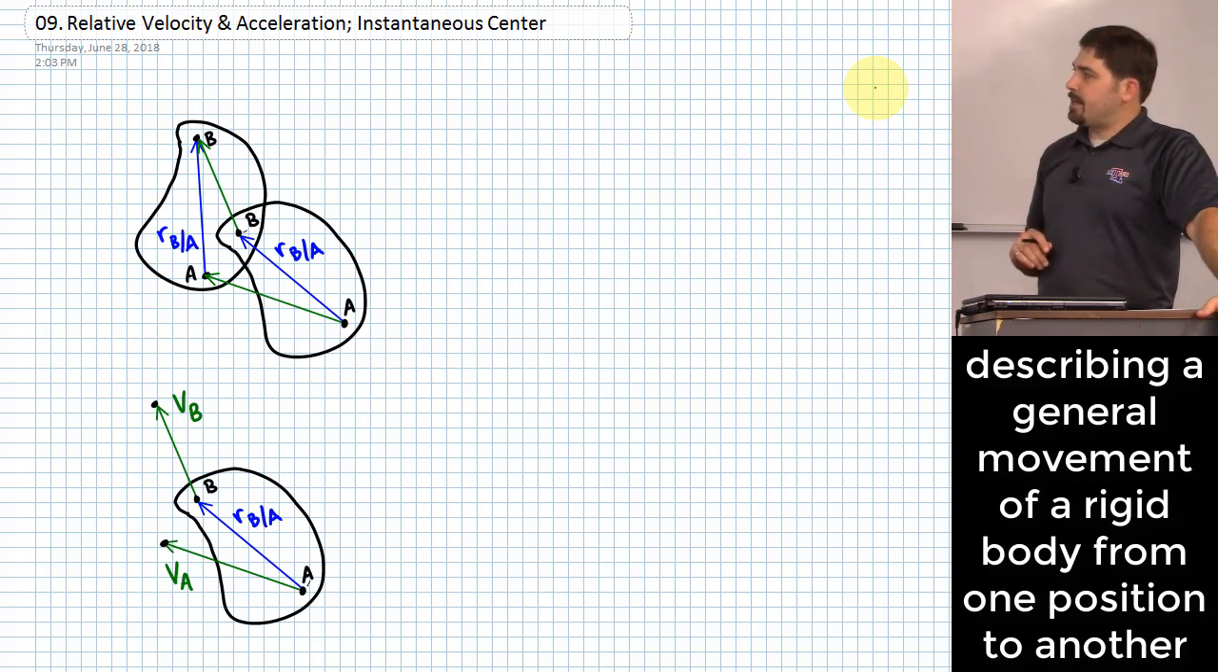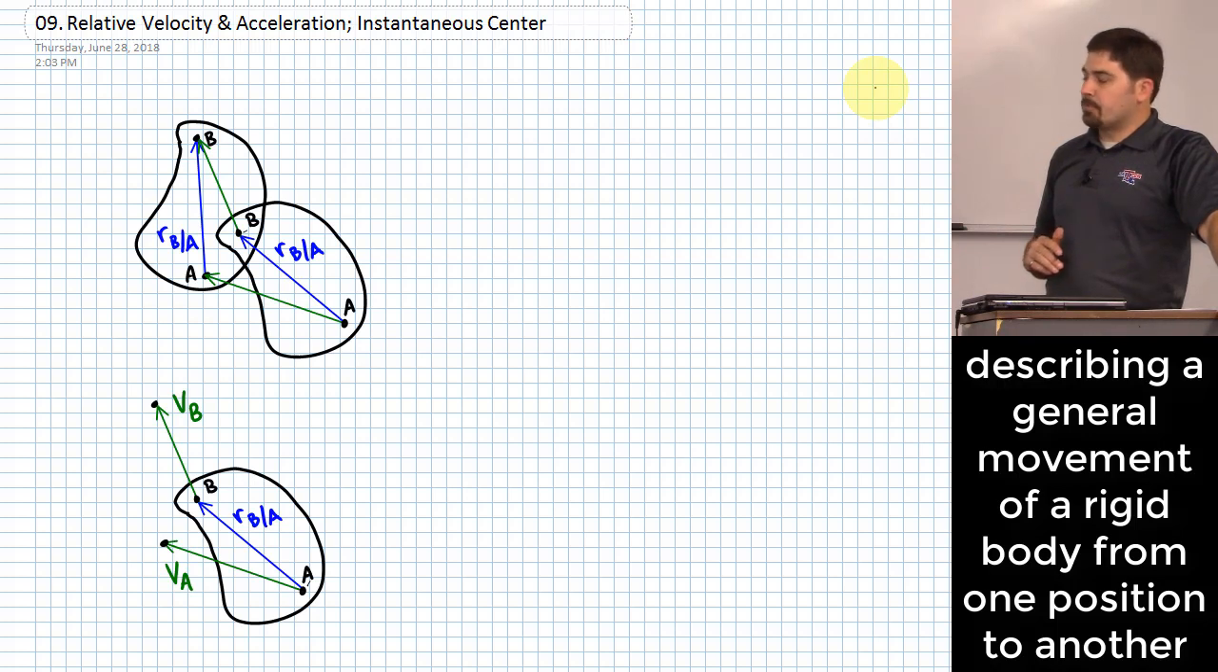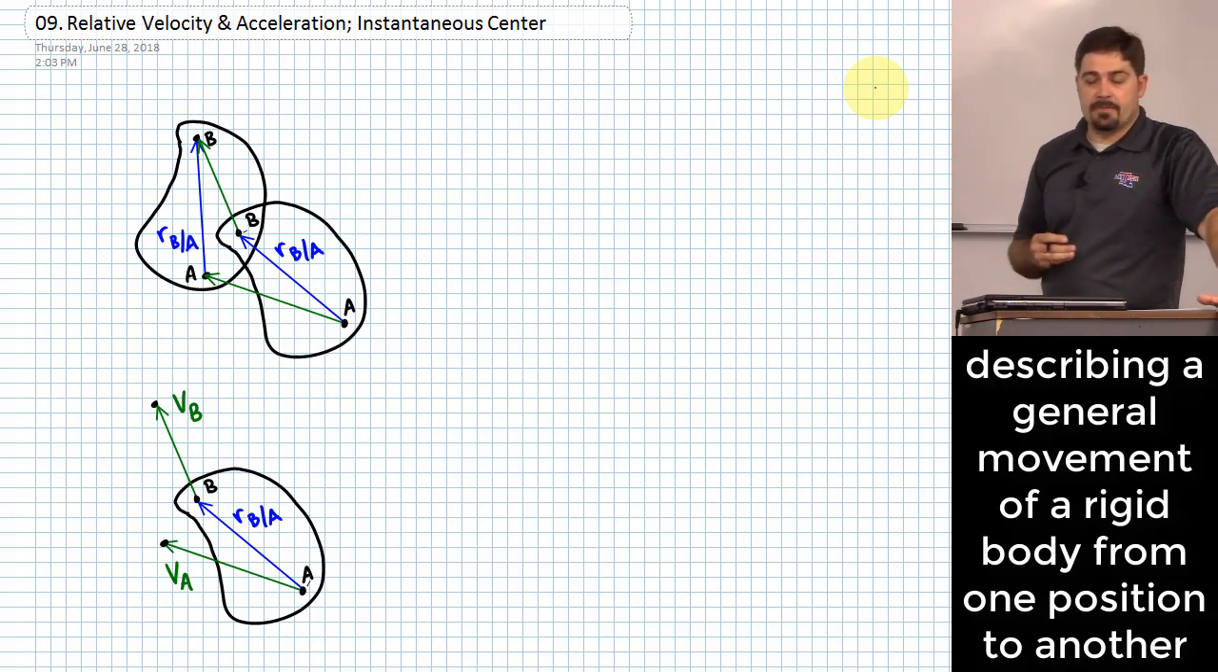I'm representing that here and showing that when this happens, point A moves from one position to another, and then point B moves from its initial position to another position. When it does that, the relative position vector, R of B with respect to A, doesn't change in length, but it does change in orientation. The book goes through a lot of stuff to derive the equations that I'm just going to give you. I decided I wouldn't rederive those, at least not for this lecture.